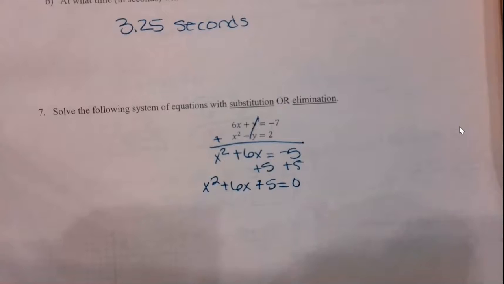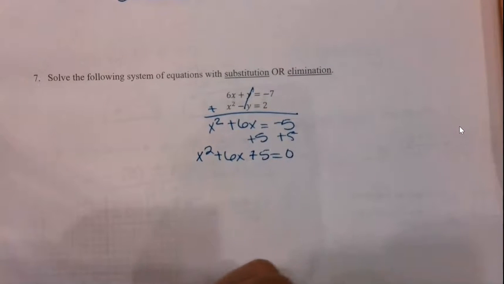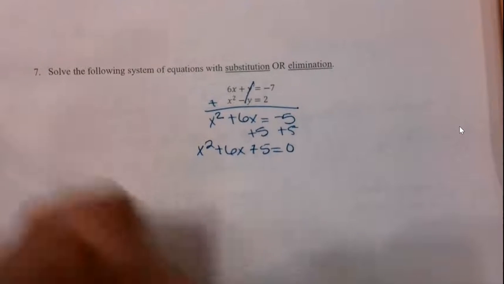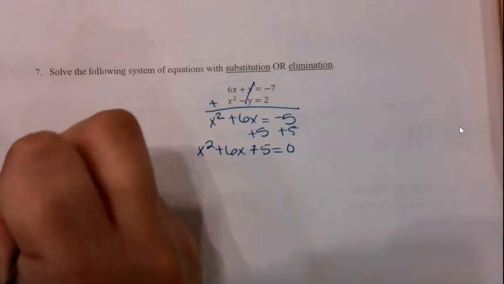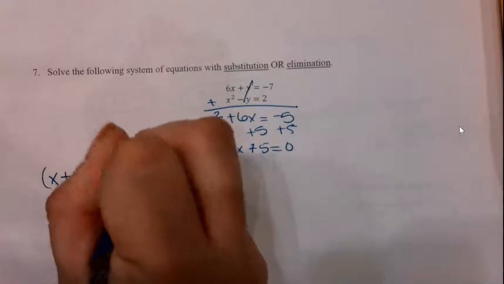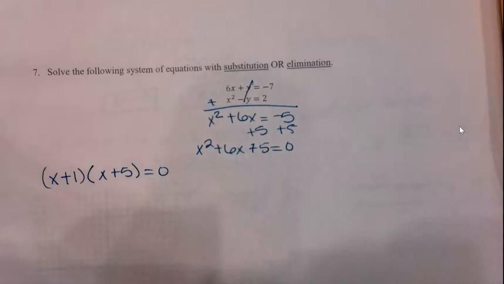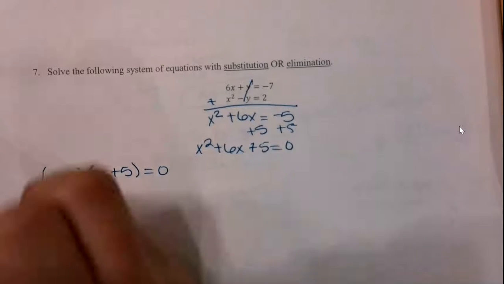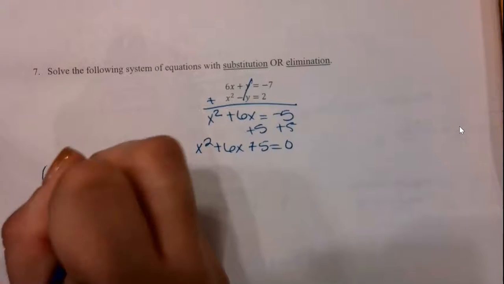This is something I can factor, so I am going to factor. You could do whatever you want. Any of the methods we've learned will work for this problem. I come up with 1 and 5 multiplying to 5, and 1 plus 5 equaling 6. Okay. Then by the zero product property, I'm going to take this and split them up and set them equal to 0.